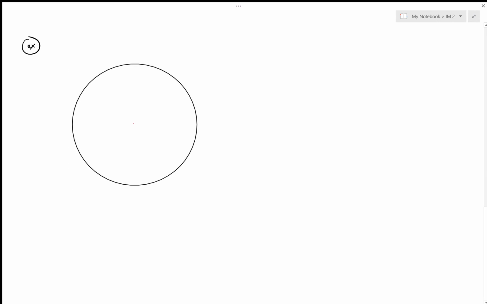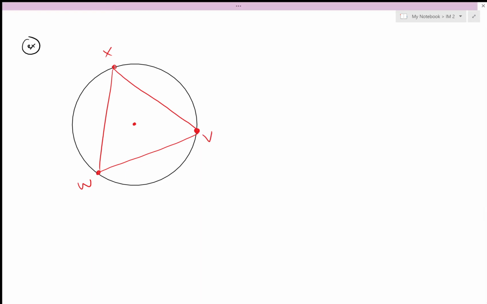All right, so got a circle with a center. This time, they're going to give us something that looks like this. All right, I'll just put a dot to kind of cover that up. All right, we got X, we've got W, and we've got V. And let's see what numbers they actually give us. Over here, this is 43 degrees. This here is 50 degrees. And this time they want us to find the measure of WV, but there's that symbol over it.